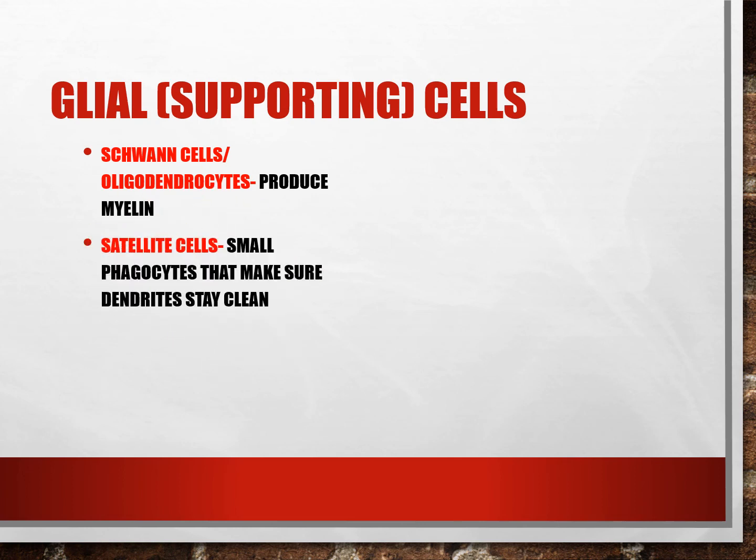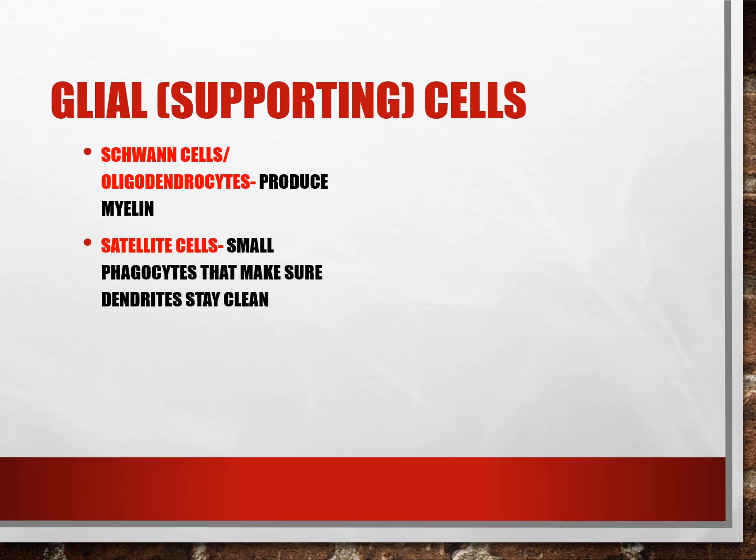We also have things called satellite cells. Now, just like satellites go around the world, we have small phagocytes. Phagocytes are cells that basically eat trash, that make sure the dendrites stay clean. If you think back to that picture of a multipolar neuron, it's like having a head of hair, and you wash your hair to keep it clean. Well, dendrites act as filters. Stuff can get trapped in them.